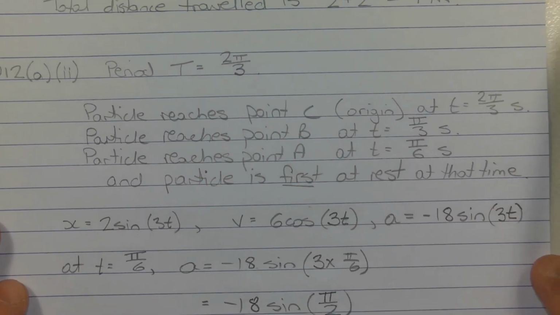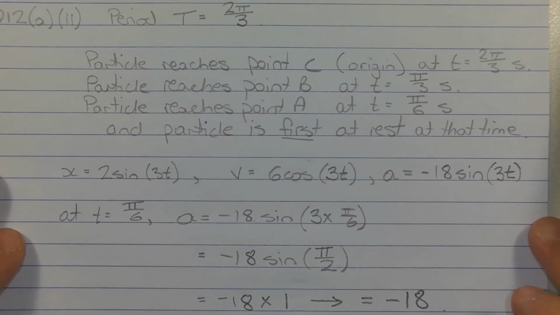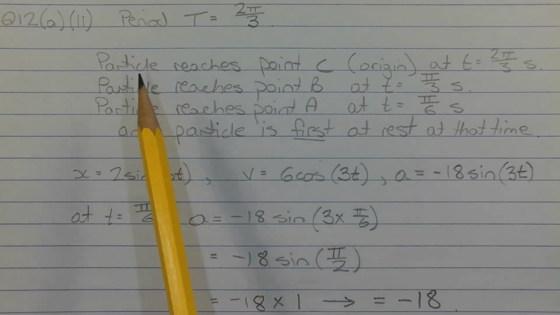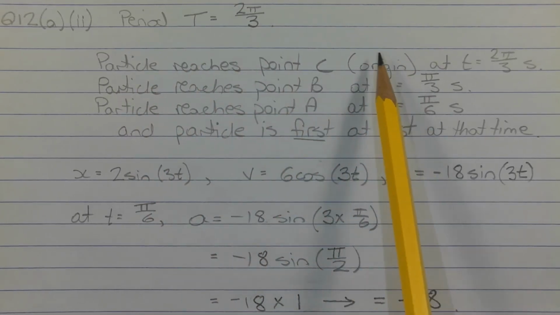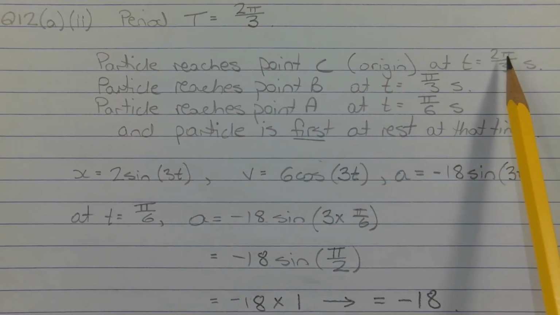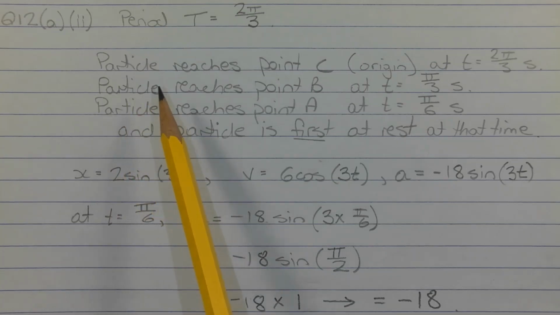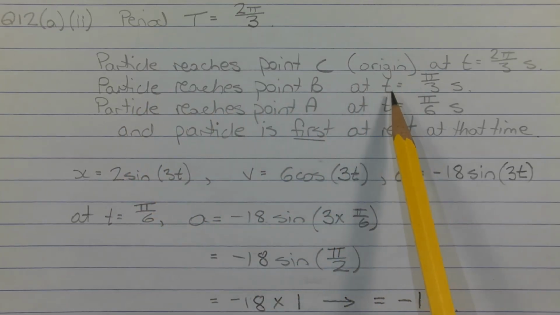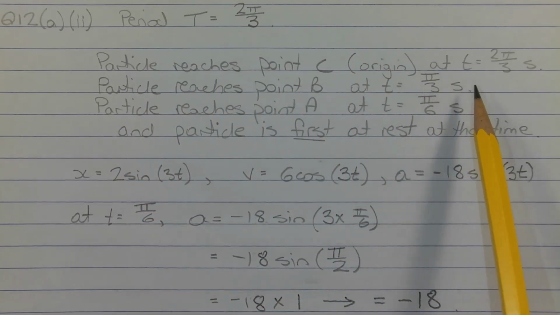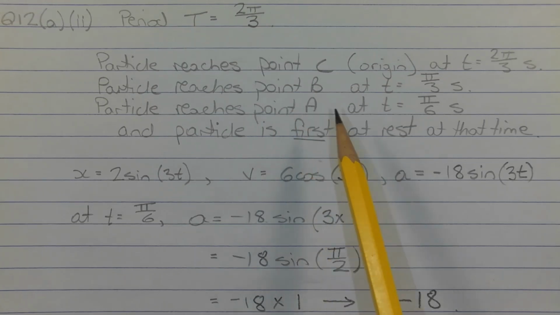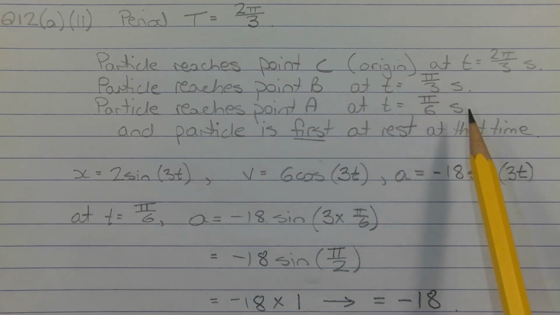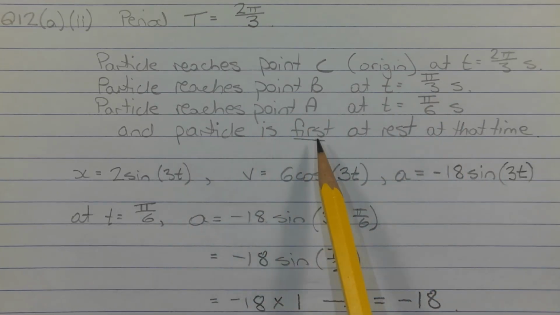So let's go back to our solution. And I've stated that here. So the particle reaches point C, which is the origin, at time t equals 2 pi over 3 seconds. Now the particle reaches point B at time t equals pi over 3 seconds. And the particle reaches point A at time t equals pi over 6 seconds. And that's where the particle is first at rest.